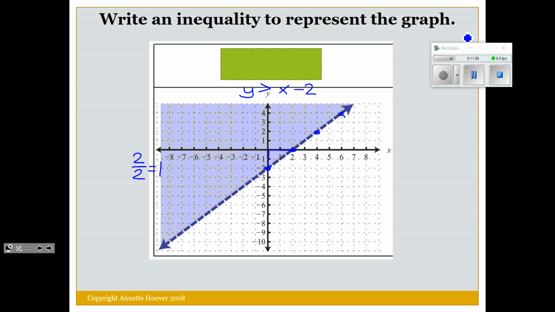So that's the thought process you have to go through when writing the equation. Start with the y-intercept. You kind of start at the end and work your way this way. Start with the y-intercept, figure out the slope, look to see if it's dashed or solid, and if it's above the line or below the line.